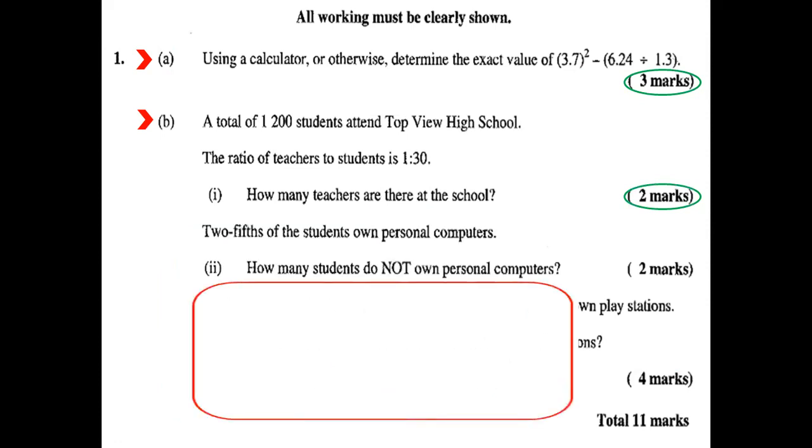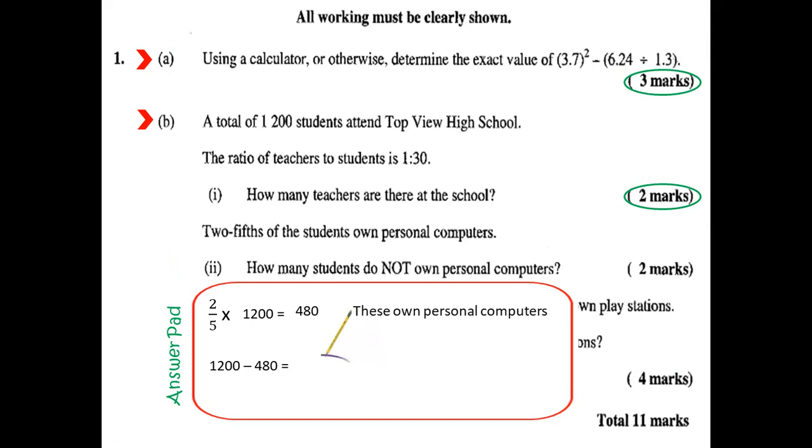All right, so we're on to the other section of the question. 2/5 of the students own personal computers. 2/5, 2 out of 5, right? Times the number of students in the school, 1,200. 480 of them own personal computers, right? How many do not own personal computers? The question is asking. So you'd subtract that 480, those who own, from the number of students that are there. And 720 of them, these do not own personal computers.